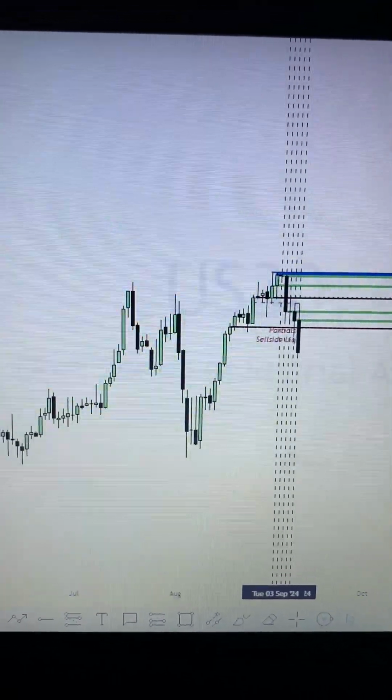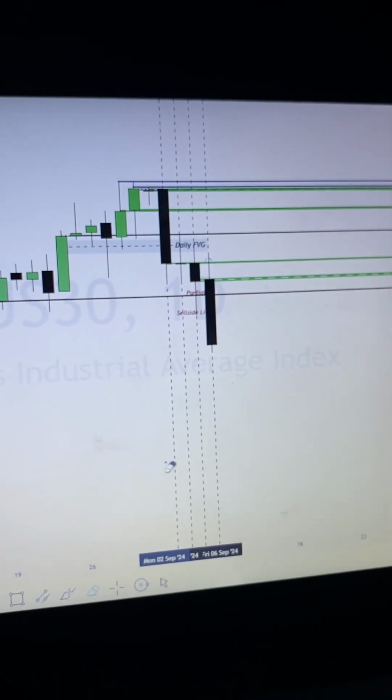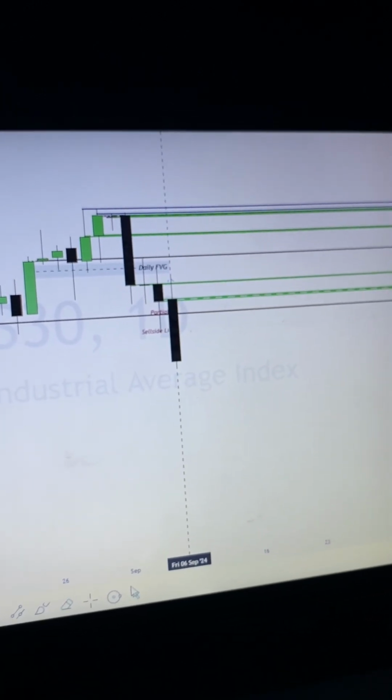So ignore these dotted lines. I'm gonna need them. Actually, I'm gonna need one, actually. Let me just delete them. I'm gonna need one, and it's gonna be something that you can use when you're gonna trade.